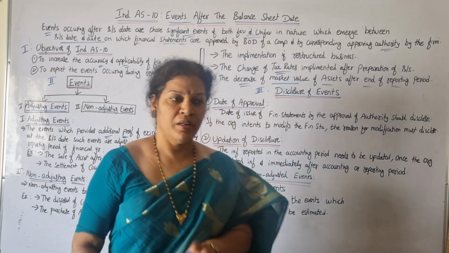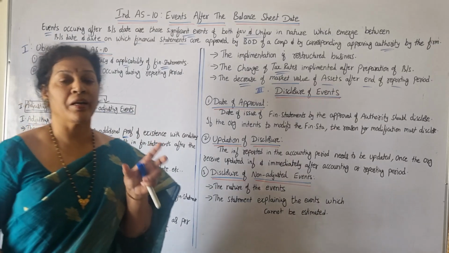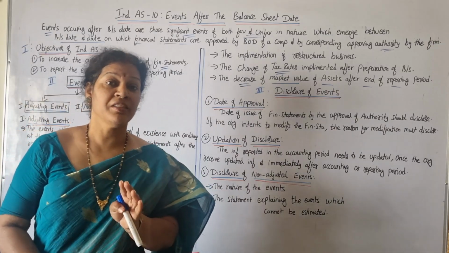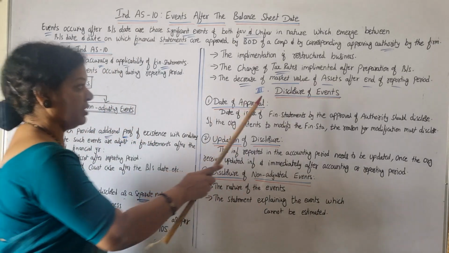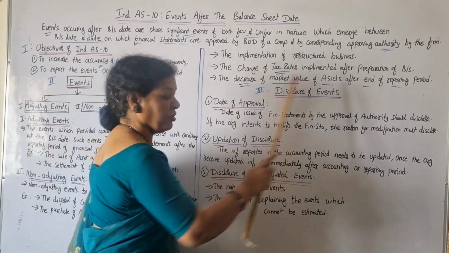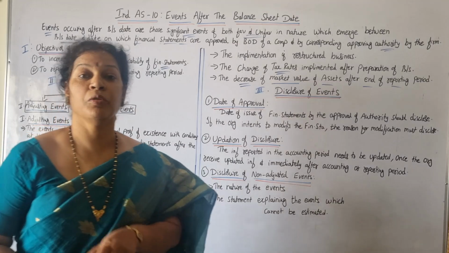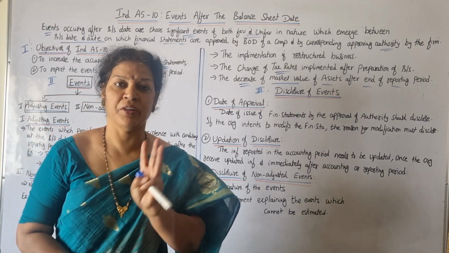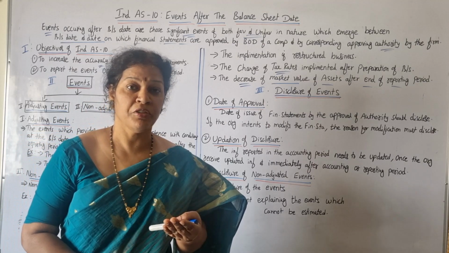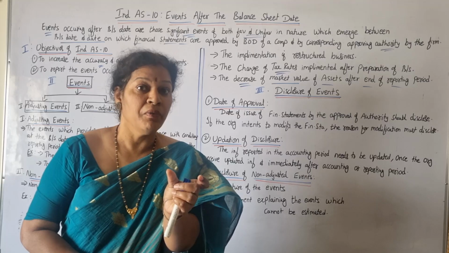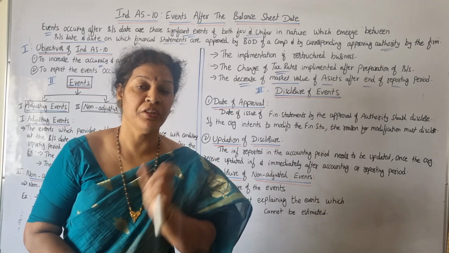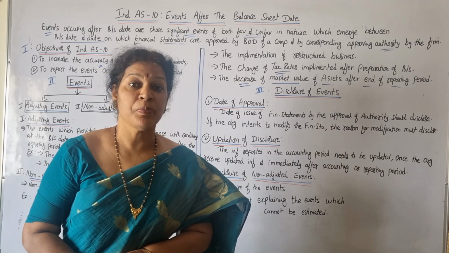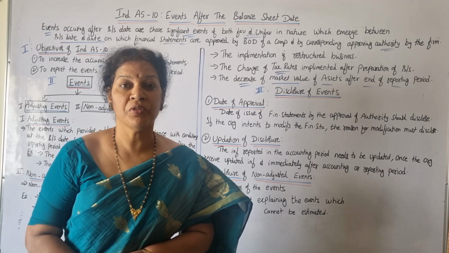Now, as per this Indian Accounting Standard 10, few things are to be disclosed. Those things we are discussing in the disclosure of events. What are the disclosure of events? 3 points we have to remember. Disclosure of events means few things we have to disclose. We have to mention it. We have to specify it. What are those 3 things?